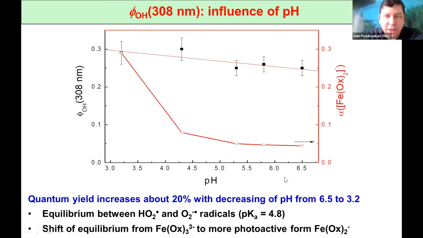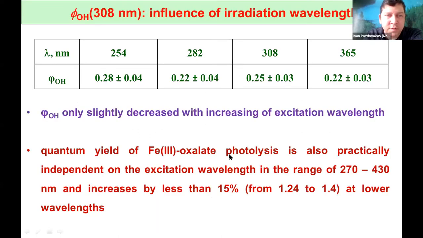Also, there is some dependence on pH, but not a big one. And we think this dependence is due to two equilibria between precursors of hydroxyl radical. These are HO2 and O2 minus radicals with such pK. And probably some influence also comes from a shift of equilibrium from the trioxalate complex to a little more photoactive form with two ligands in the coordination sphere of the metal. And finally, I show the table with the dependence on the excitation wavelengths. In fact, there is practically no dependence, and it reflects that photolysis of the complex itself is also practically independent of excitation wavelength in a wide range of wavelengths. So it's very good, very stable, and a very high quantum yield of OH radical production.